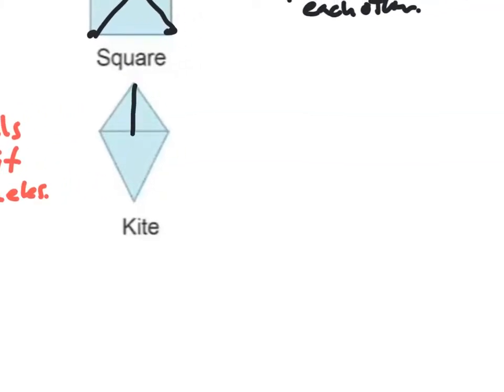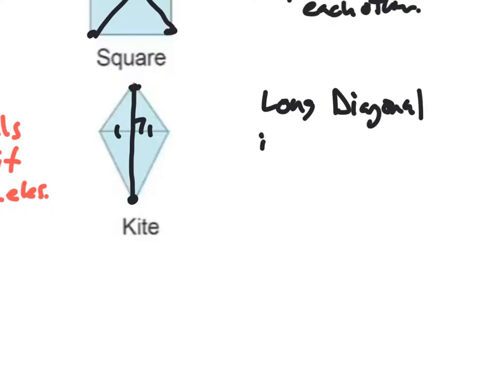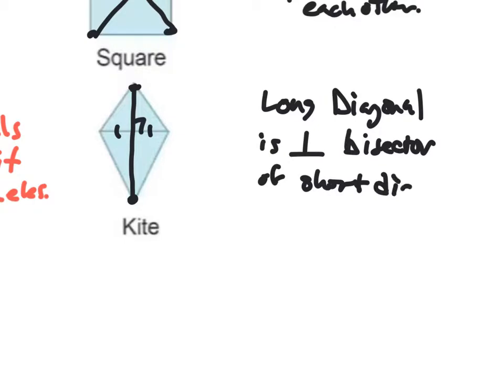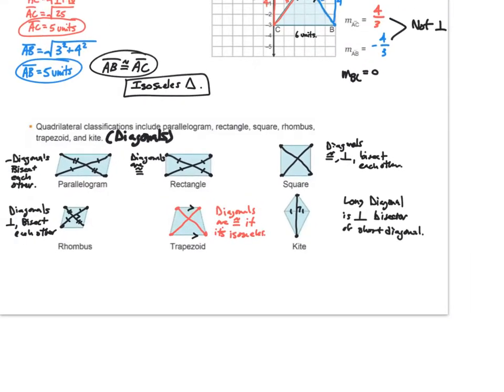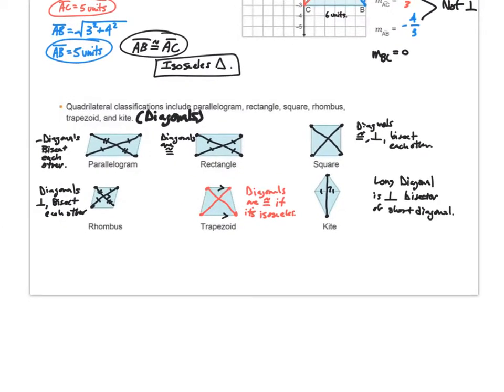my long diagonal is a perpendicular bisector of the other diagonal. So the long diagonal is a perpendicular bisector of the short diagonal. All right, and there are other things we'll talk about. You need to know the other properties of these figures, obviously, but the diagonals are the important part. And that's how we're going to show what type of figures we have.